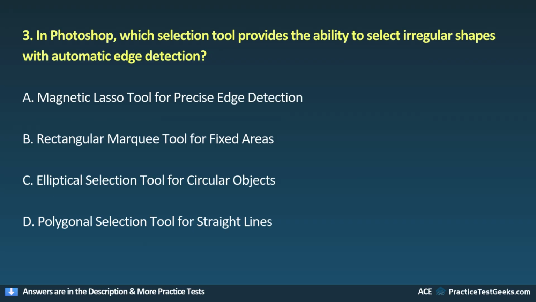3. In Photoshop, which selection tool provides the ability to select irregular shapes with automatic edge detection? A. Magnetic lasso tool for precise edge detection. B. Rectangular marquee tool for fixed areas. C. Elliptical selection tool for circular objects. D. Polygonal selection tool for straight lines.